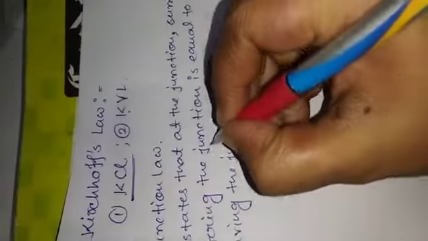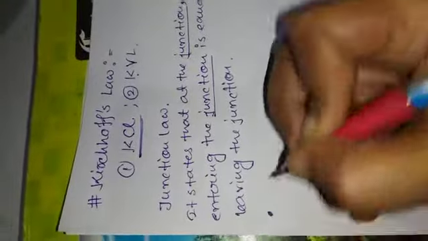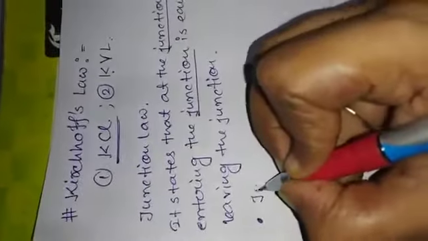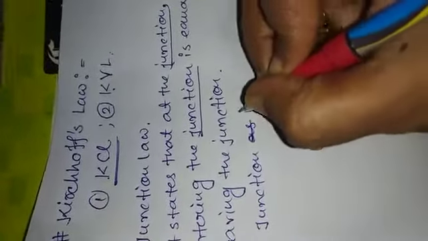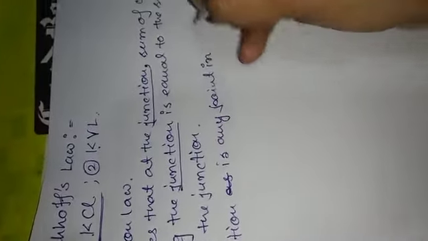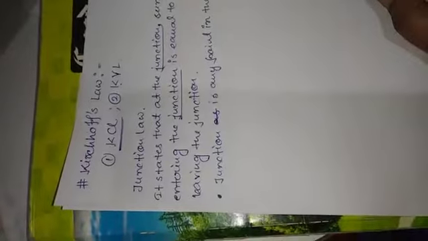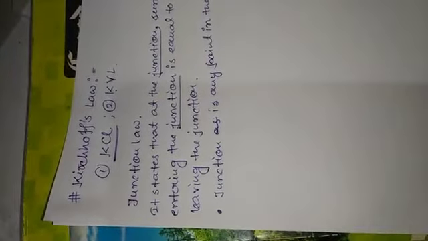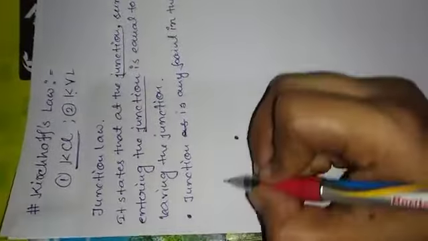Now what do you mean by this word junction? Junction is any point in the circuit. Junction can be defined as any point in the circuit. Okay, clear? Now suppose it is a point which is considered as junction.